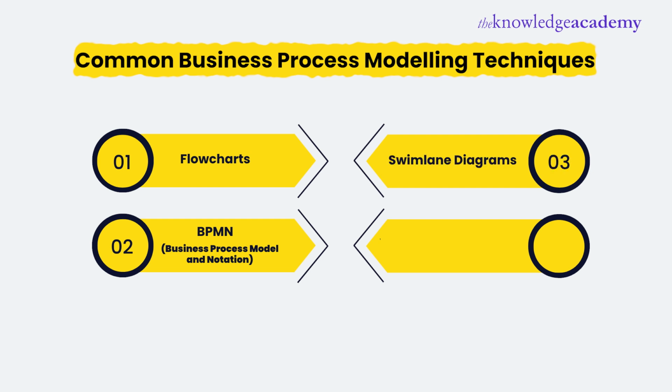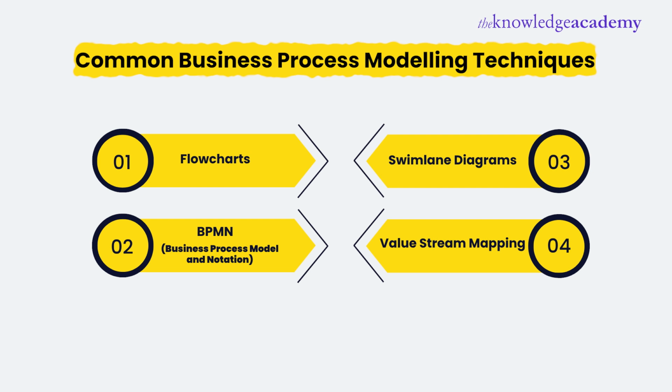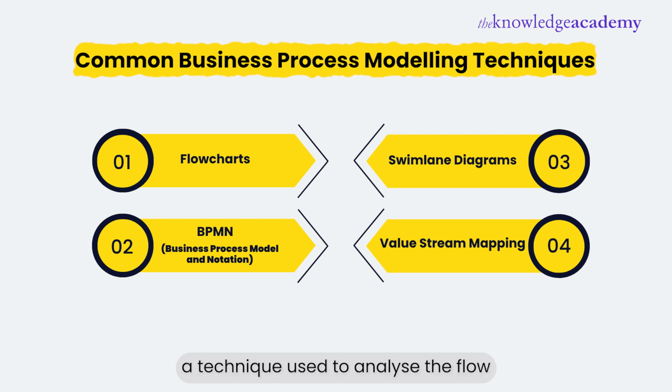Swim lane diagrams, process maps that show responsibilities across different teams or departments. Value stream mapping, a technique used to analyze the flow of activities and identify opportunities for improvement. Each technique helps organizations understand and improve business processes from a different perspective.